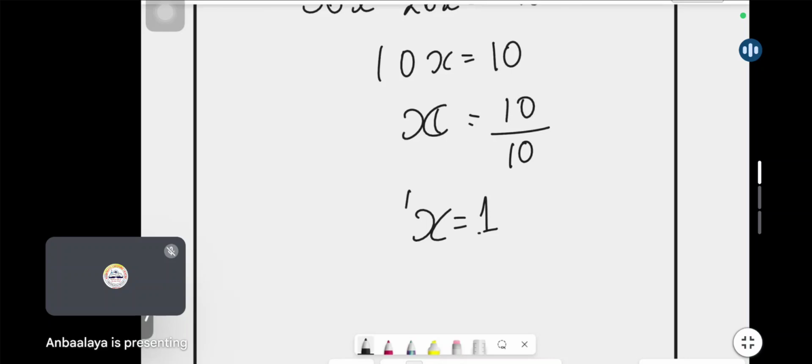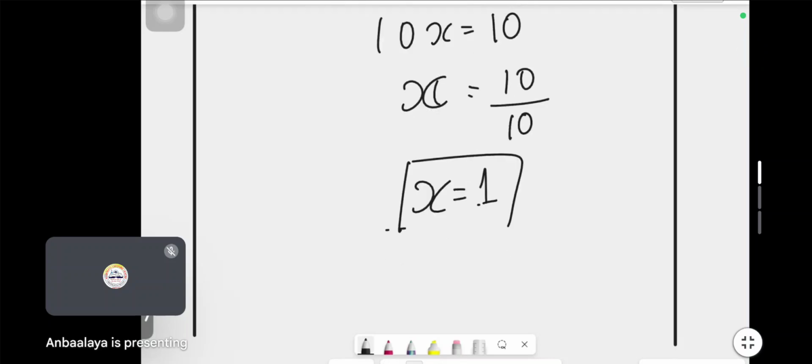So then what is the required number they are adding? The number they are adding is 1. Okay, so this is your answer.